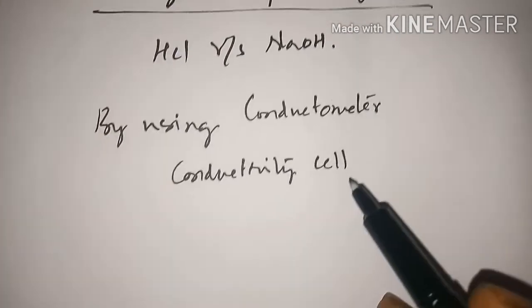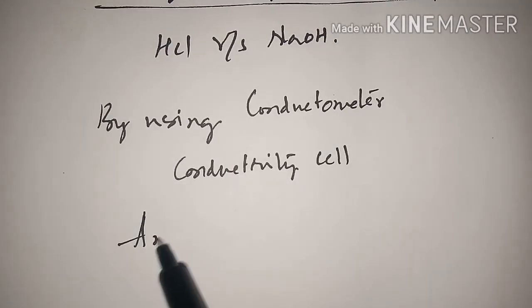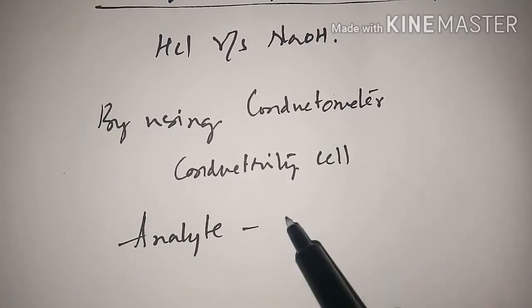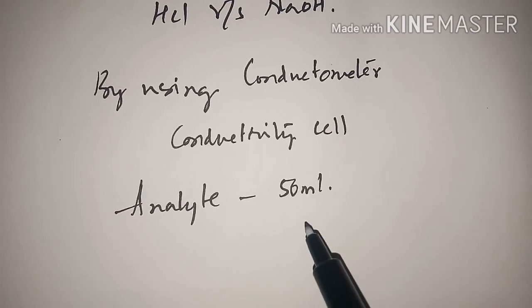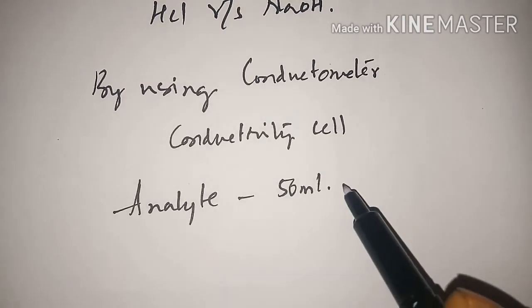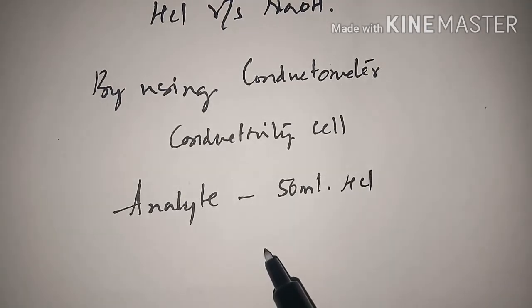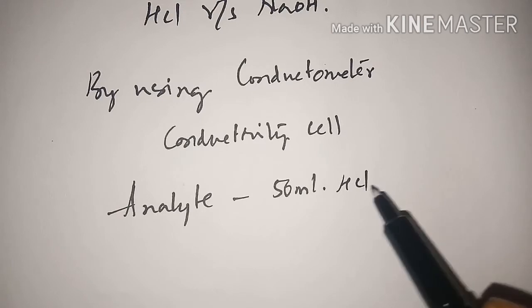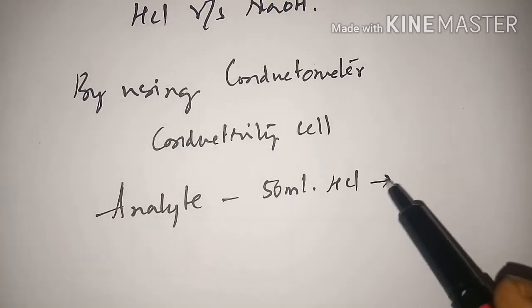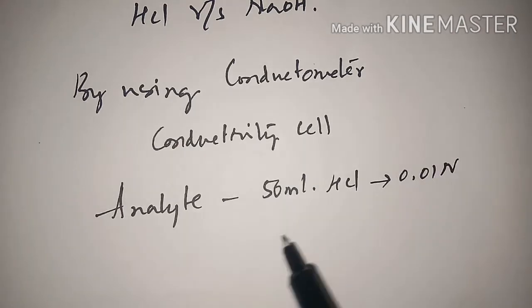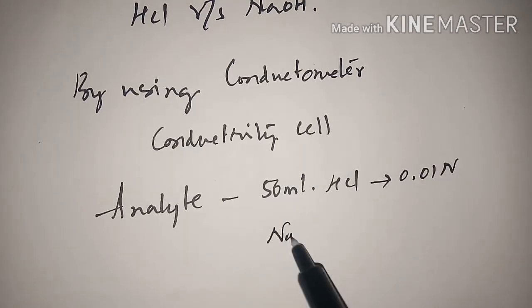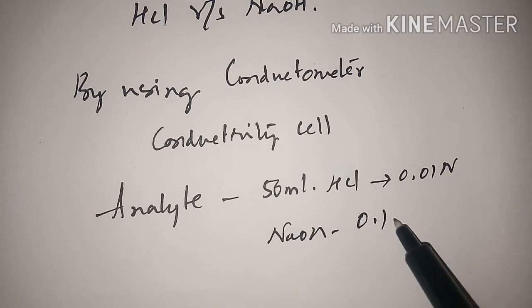So usually 50 ml of the analyte is taken, and we will dip the conductivity cell into the 50 ml, say for example HCl, and the concentration of this will be maintained at 0.01 normal, and NaOH will be maintained at 0.1 normal.